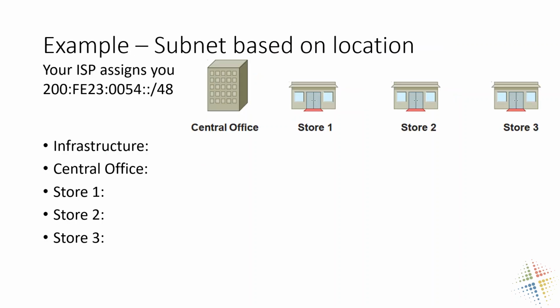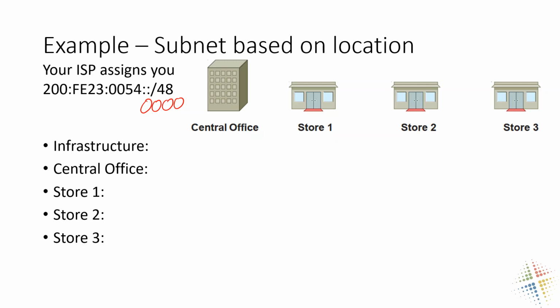Okay, so a practical example. How can we work this in a real world example? So here we have an ISP that has given us a /48, which means we have 4 nibbles in order to play with. Remember, each nibble is 4 bits, so 4, 8, 12, 16, 16 plus 48, that's the full /64 that we're looking for. And so we have each of these locations. We have infrastructure, central office, network equipment, servers, and so on. Central office, stores 1, 2, and 3. How do we subnet these?